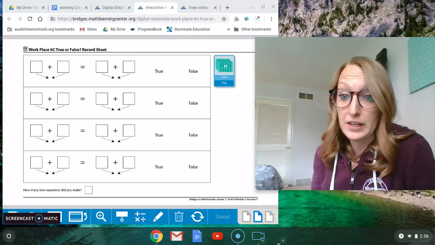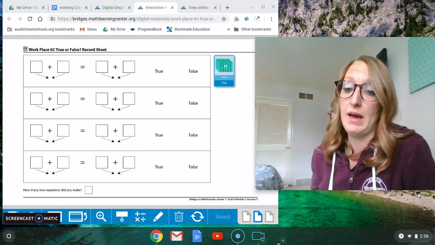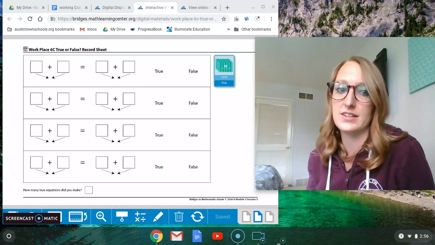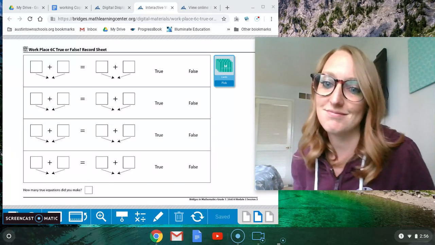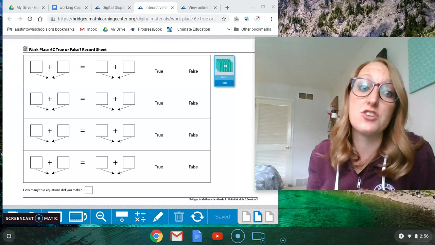Yes, true means it's real, okay? It's right, it's correct. In math, a true statement is one that is correct. How about false? What does it mean? Yeah, it would be just the opposite, that it's not correct, okay?